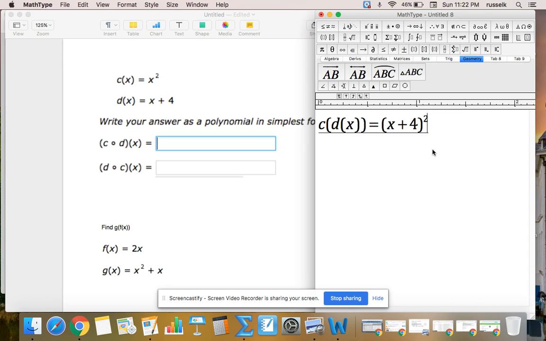So c of d of x would be x plus 4 squared. Since they want us to simplify this, they do want us to go ahead and write this in standard form, which means we need to take x plus 4 times x plus 4. And when we FOIL, we'd get x squared plus 4x, which would give us 8x in the middle, and then plus 16.